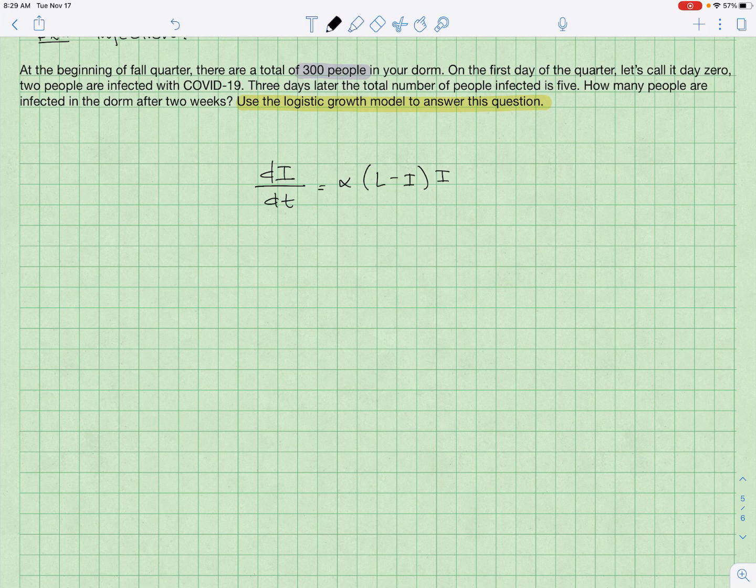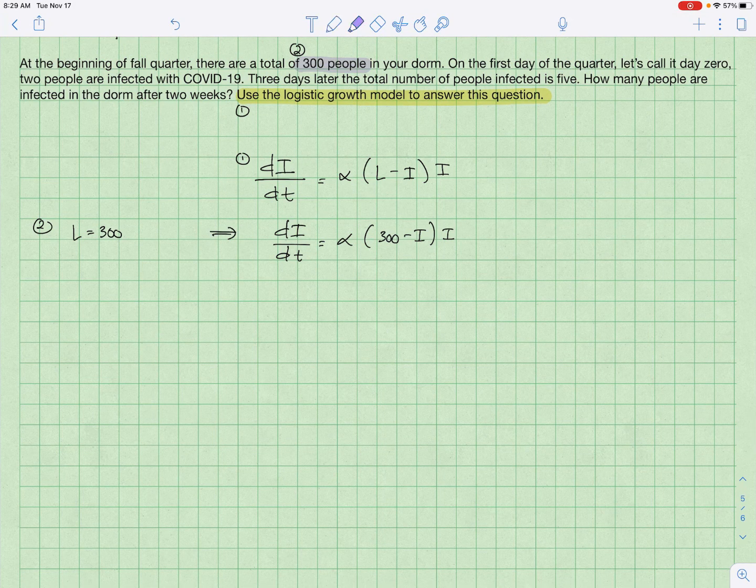So let's see, if we call this 1. That's our differential equation. 2. L, the carrying capacity of the dorms, is 300. So that'll allow us to revise this as the rate of change of the number of people infected over time is equal to alpha times 300 minus I times I.